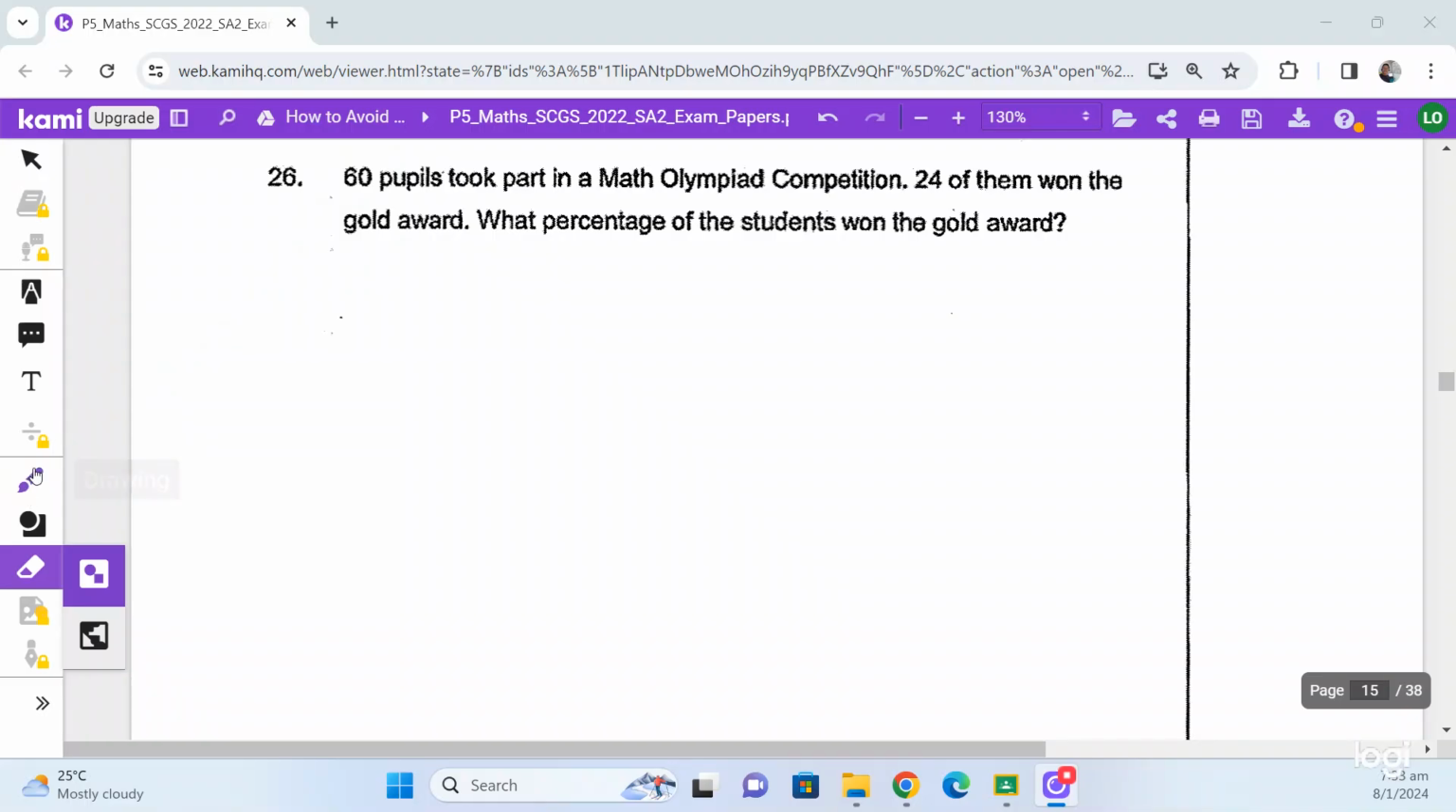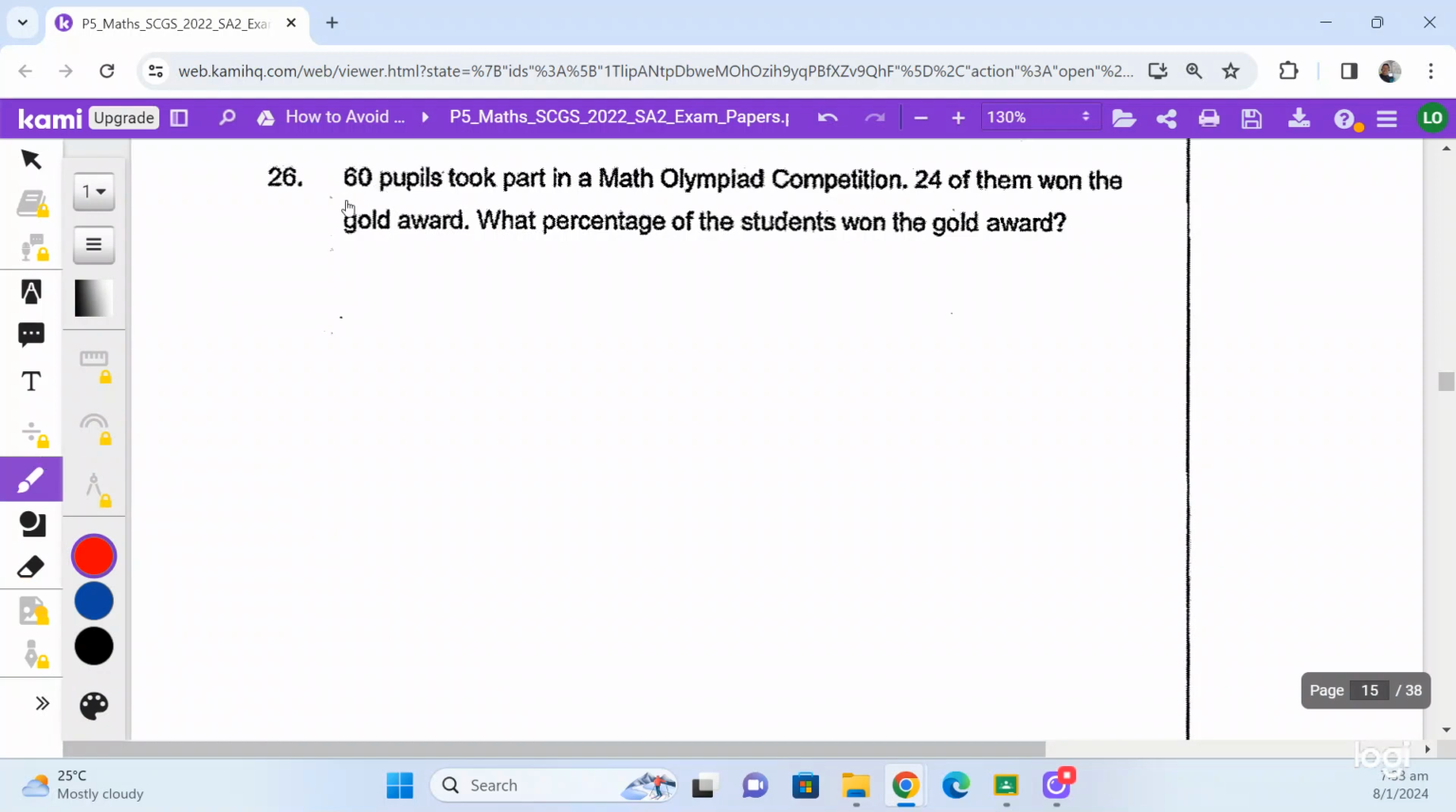If you look at this question, you can see that 60 pupils took part in a Math Olympiad competition. 24 of them won the Gold Award. So what percentage of the students won the Gold Award? The common way that students will do is to write like this, which is nothing wrong. So you have 100%, which is all the pupils, which is 60. And then you want to find how many percent is 24.